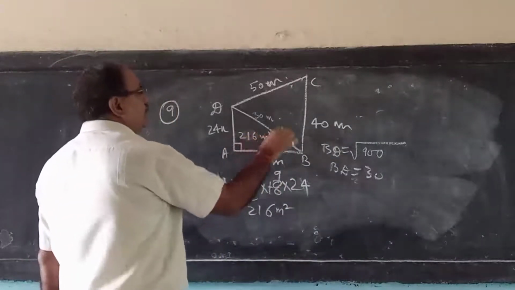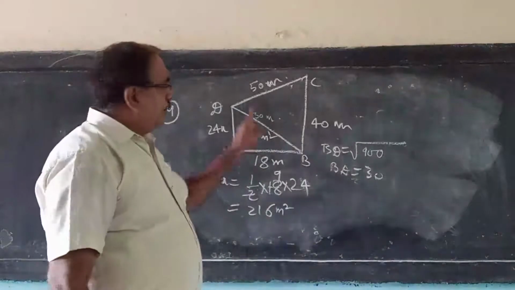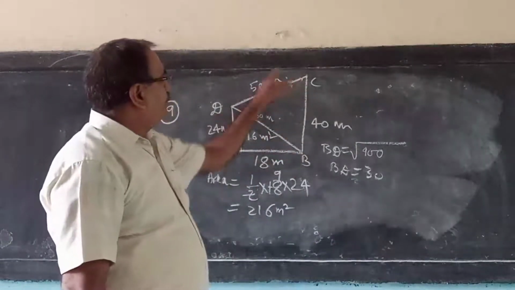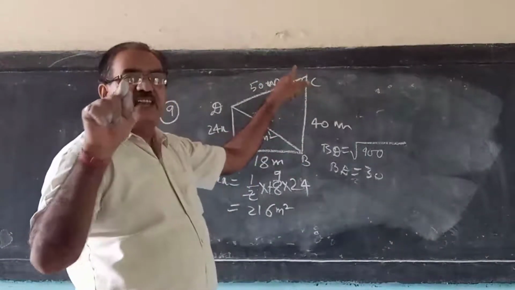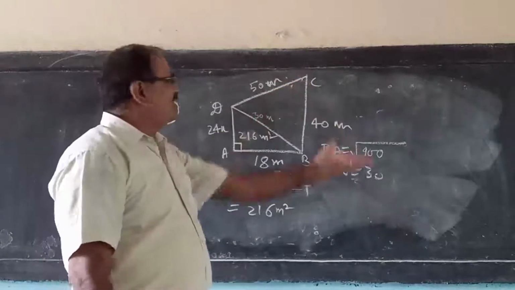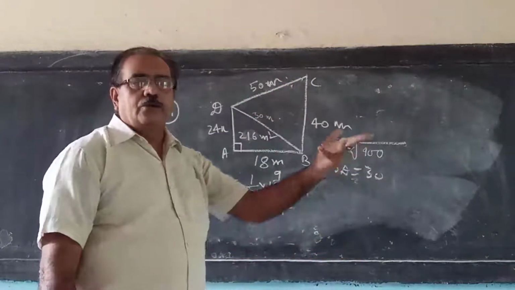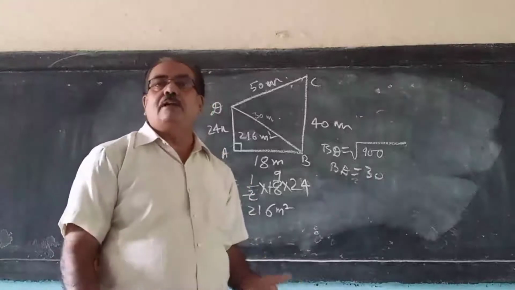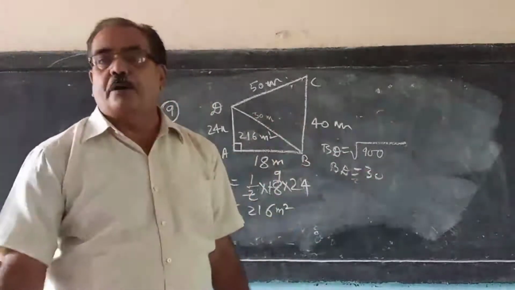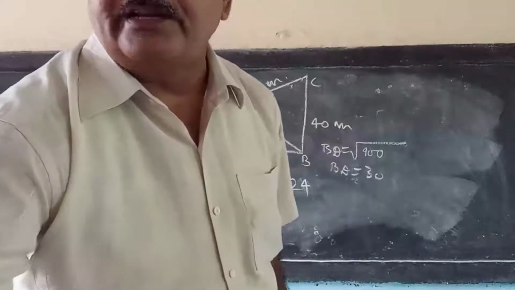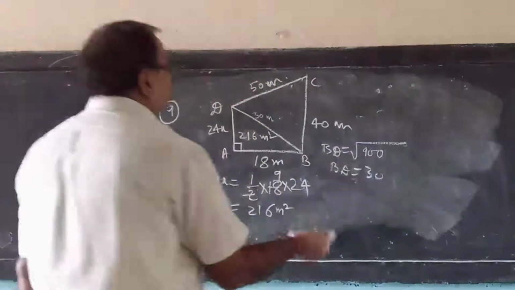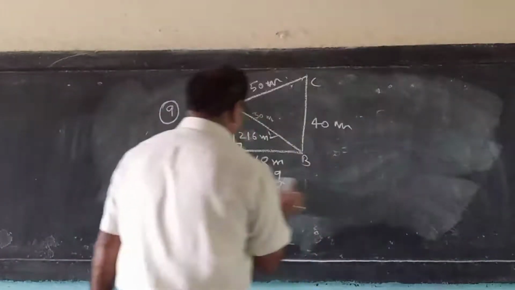216 meter square. Now we have to find the area of this DBC, which is a triangle where none of the sides are equal. Then how do you find the area of this triangle? By using Heron's formula. So for this Heron's formula, first you have to find the semiperimeter.